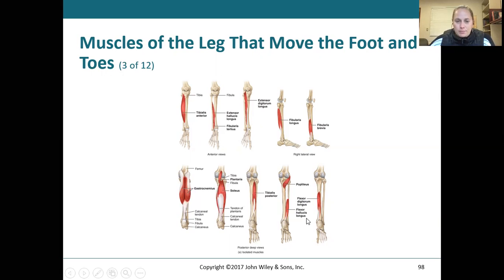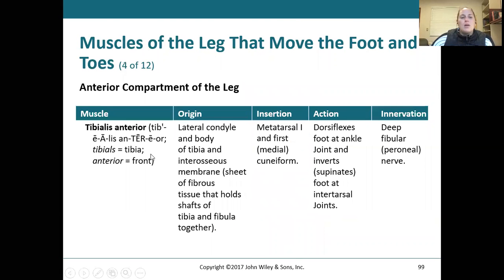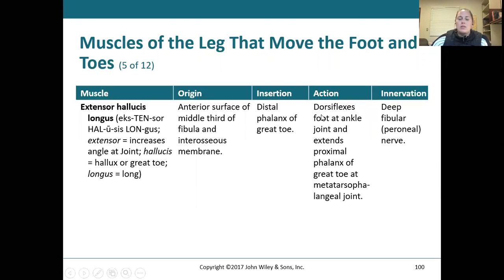hallucis longus as well. Okay, so the anterior compartment of the leg: the tibialis anterior, again, dorsiflexes the foot at the ankle joint and inverts, supinates the foot at the intertarsal joint. So think of what that action looks like. Maybe do it with your own foot. The extensor hallucis longus, again, dorsiflexes the foot at the ankle and extends the proximal phalanx of the great toe at the metatarsophalangeal joint. Now, as we're describing this, try to think of what that action looks like in your head and see if you can complete it with your foot, because that'll help you think of what muscles are moving in that region.